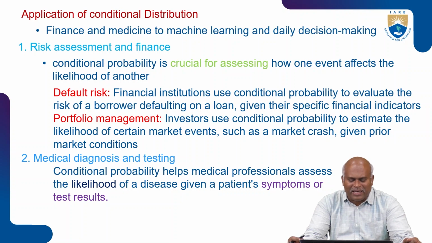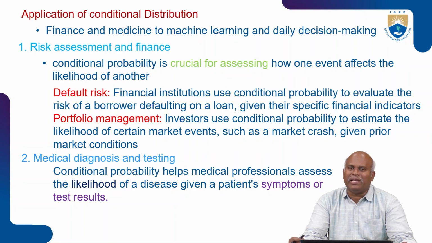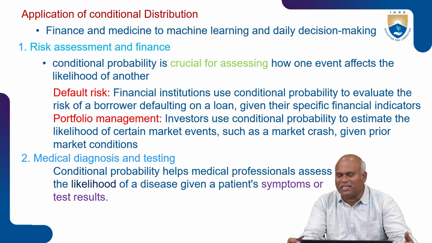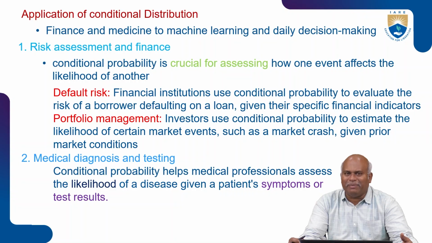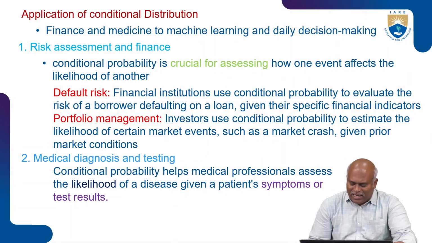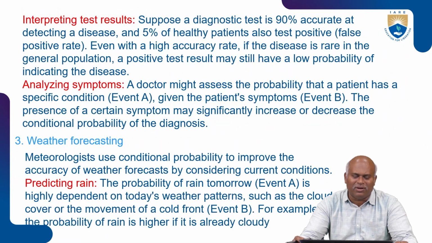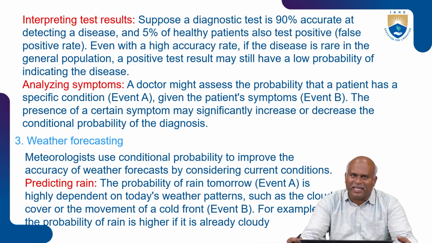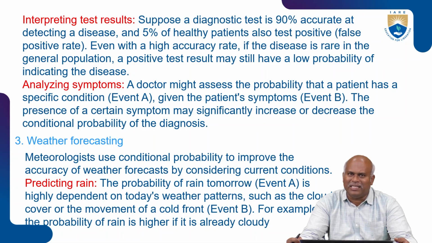Next is medical diagnosis. We can identify when a disease is going to happen in a patient based on a blood test, or based on a physical or anatomical measurement. That will be used for medical diagnosis and test conditions. So here they are given two things. One represents interpreting test results as well as analyzing the symptoms.